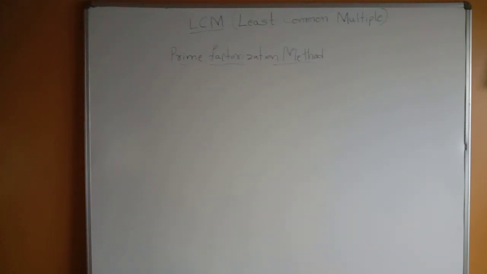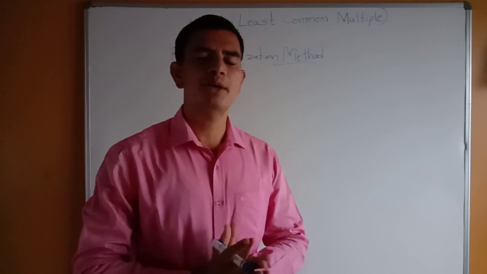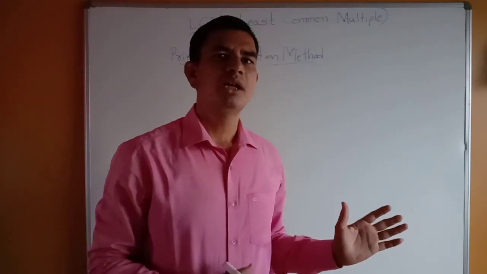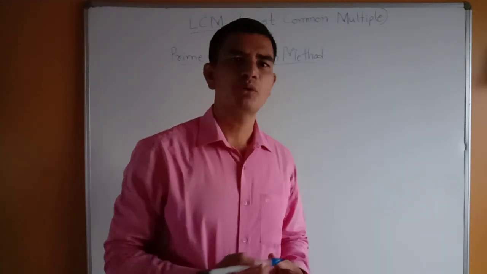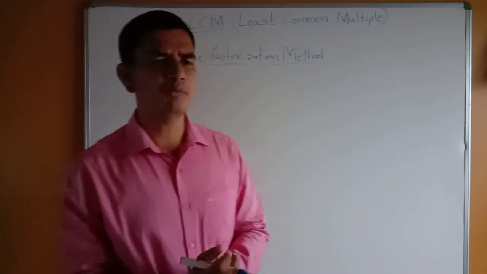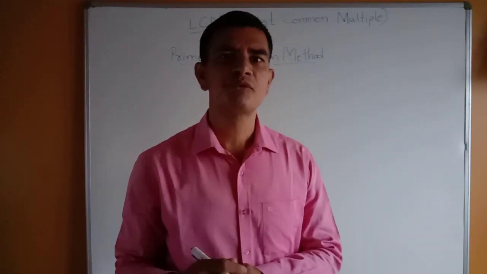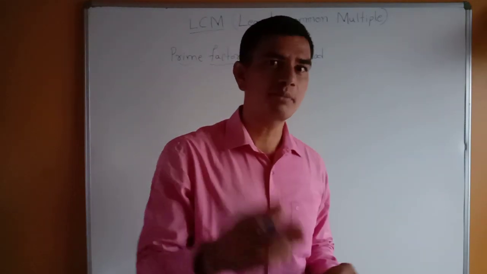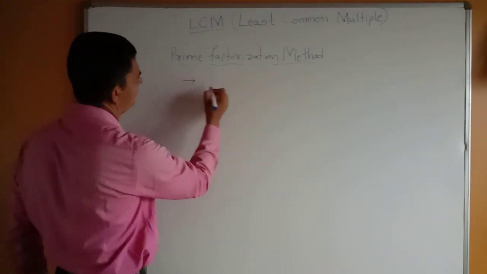So students, see here, in the prime factorization method, first I am going to explain how we can find the least common multiple. Before starting, we have to recall what prime numbers are and how we do factorization from the factors and multiples chapter. Let us see. I will take one example, one question.